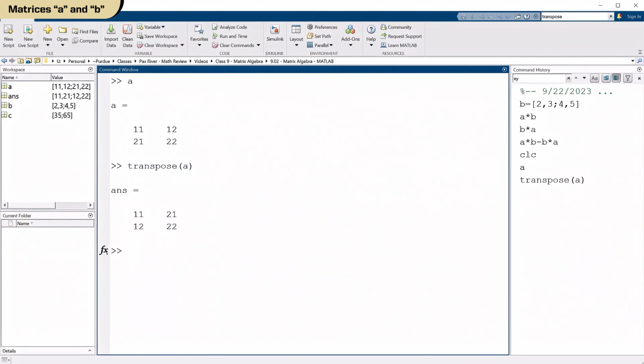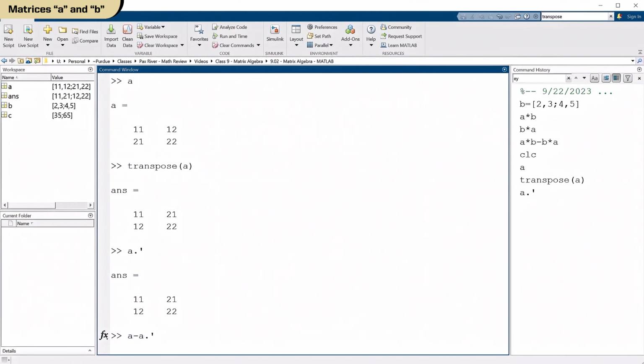Hit return. You can see 1 and 2 and 2 and 1 have reversed each other. What they do basically is they reverse the two indices, and the diagonal remains the same. Now the other way to do this, a little shortcut there, is to use a dot and a single quote. That also gives me the transpose.